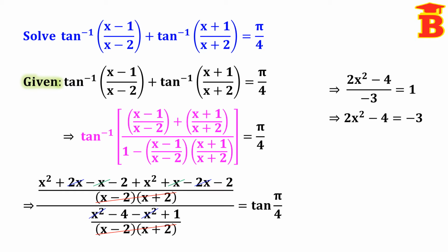Cross multiply, we get 2x square minus 4 equal to minus 3. This minus 4 take to the right side, plus 4. So minus 3 plus 4 is 1. So this implies x squared equal to 1 by 2. So that means x is equal to plus or minus 1 by root 2. Here solve means we have to find the values of x.